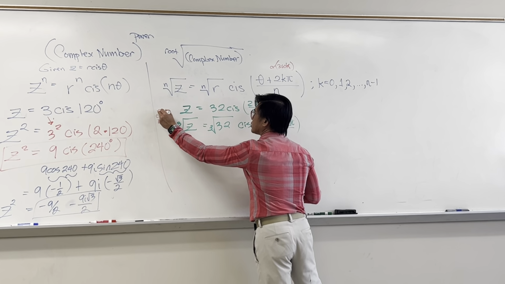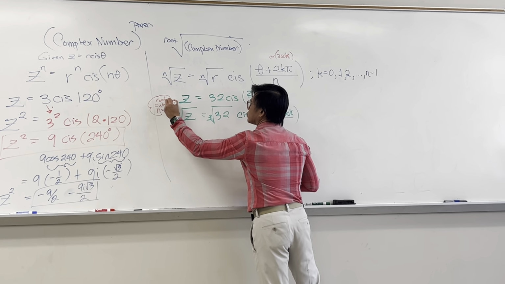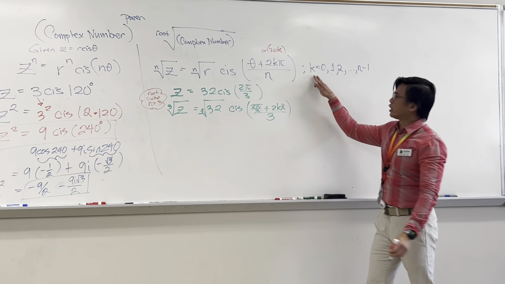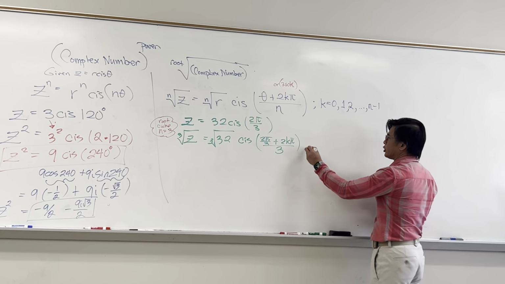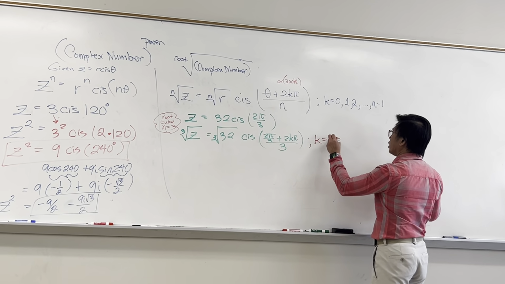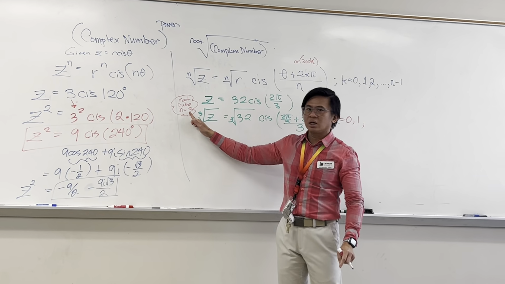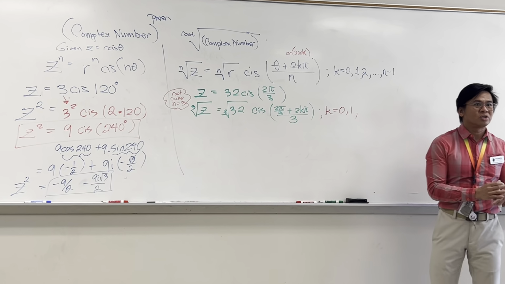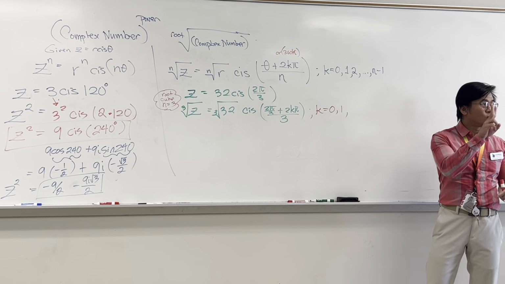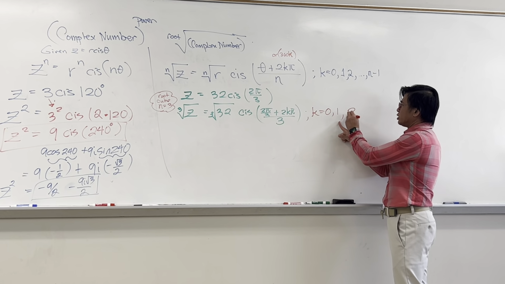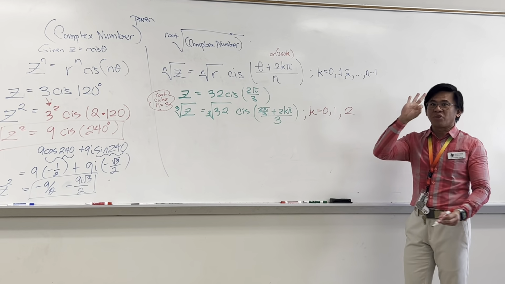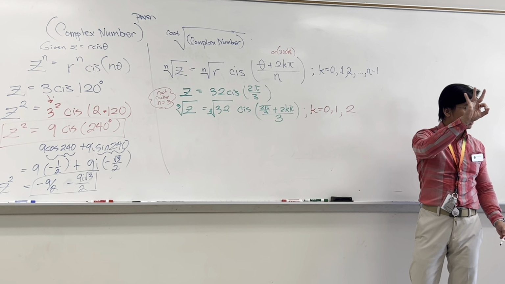That's the index. Now, what will be your k? So what is our k in here? Your k will be starting with the following: 0, 1, up to n minus 1. Since your n is 3, what's 3 minus 1? 2, right? So 0, 1, and 2. So we're looking for what? 3 values for the cube roots. Okay, so what are those?